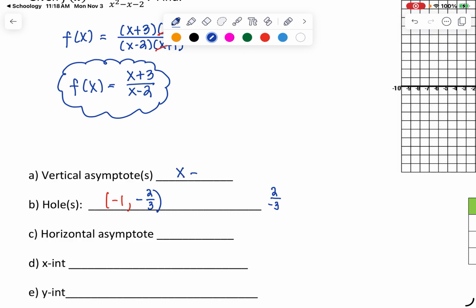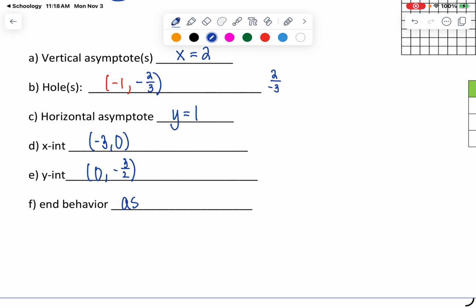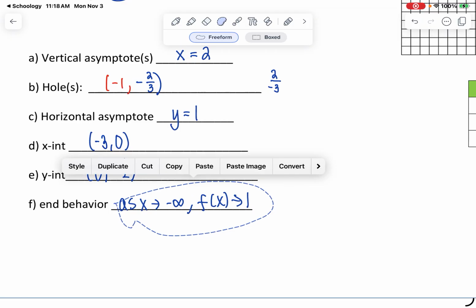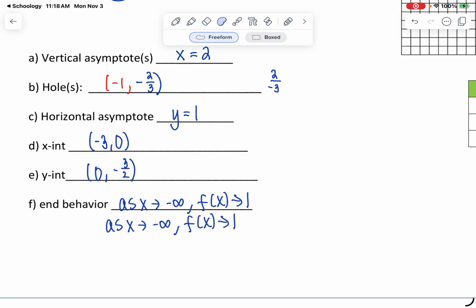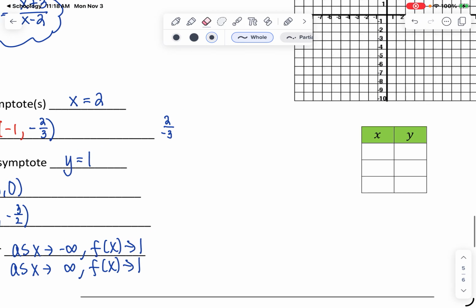Vertical asymptote, set the denominator equal to 0 and solve. Horizontal asymptote, y equals 1. X-intercept, set the numerator equal to 0 and solve. Y-intercept, 0, comma, negative 3/2. End behavior: as x approaches negative infinity, f of x approaches 1. And as x approaches positive infinity, f of x also approaches your horizontal asymptote.